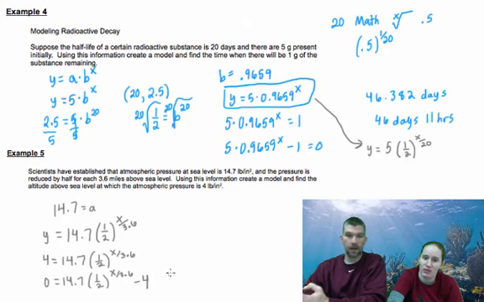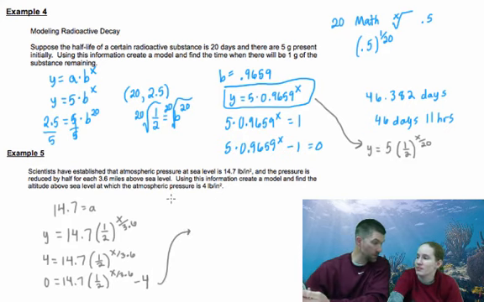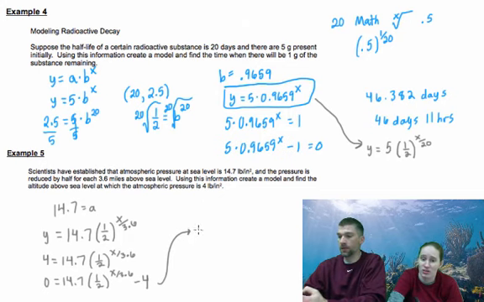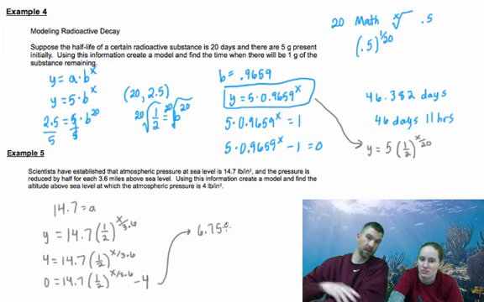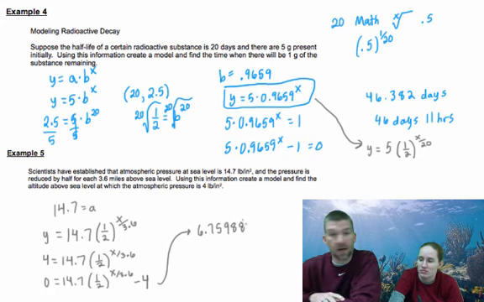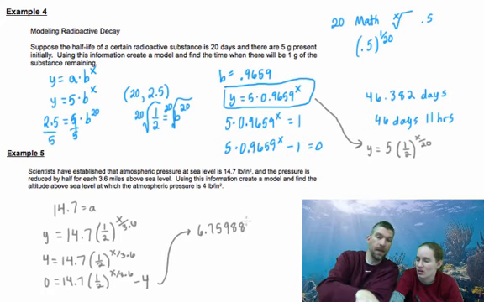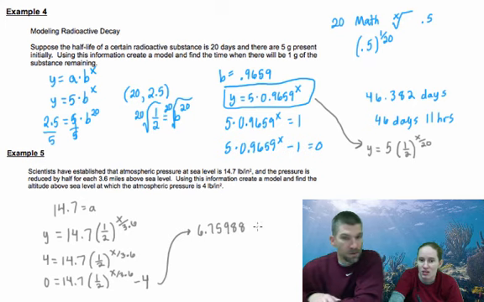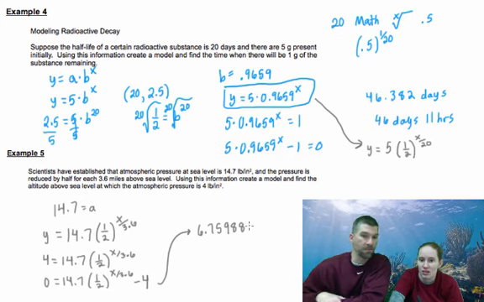This right here is what we're typing in. I kept the same window as the previous problem, which was out to 200, and that worked fine. It's nowhere near 200. It won't be, because that would be really weird. But I'm going to get a number between 0 and 10, and the number I get is 6.75988. And that is the distance above sea level at which our atmospheric pressure will be 4 pounds per inch squared.